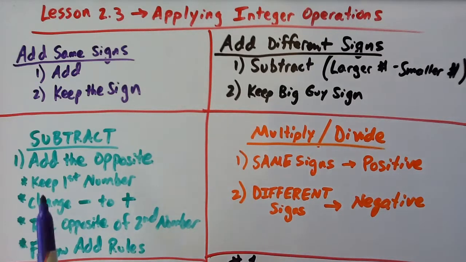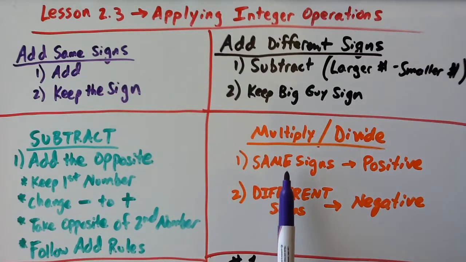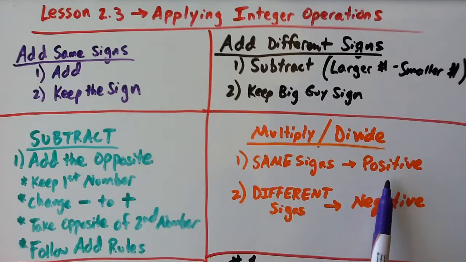If we are subtracting integers, remember that subtracting is the same as adding the opposite. So we would keep the first number as it is, change the subtraction sign to an addition sign, take the opposite of the second number, and then we just follow the add rules. If we're multiplying or dividing integers, if they have the same sign, the product or the quotient will be positive. If the numbers have different signs, the product or quotient will be negative.